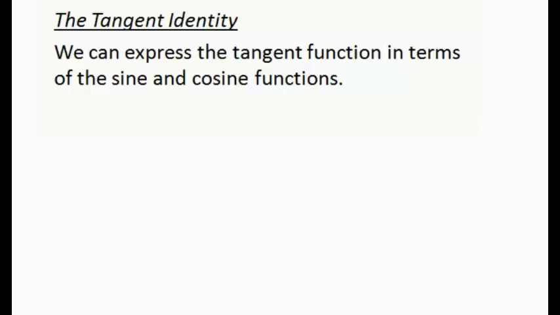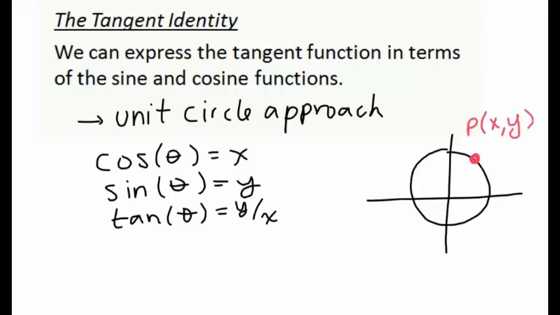First and foremost, let's talk about the tangent identity. So the idea here is that we can express the tangent function in terms of sine and cosine only. Recall when we worked with the unit circle that if we had a terminal point on our unit circle described as the point x comma y, then cosine is equal to the x-coordinate, sine is equal to the y-coordinate, and tan is the ratio of the y over the x-coordinate.